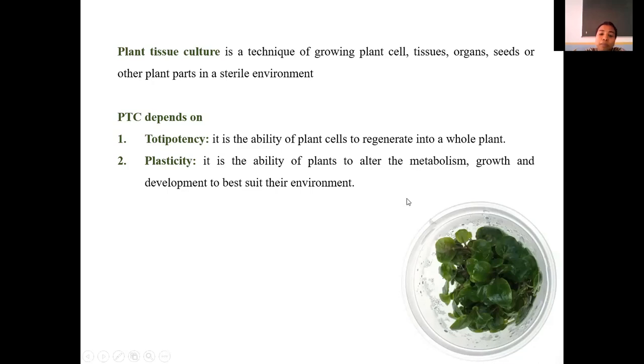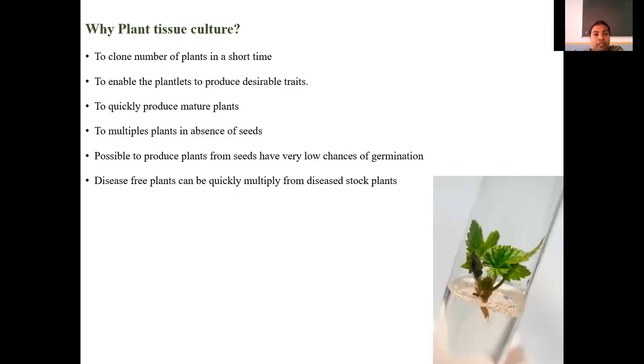So at that time the plant tissues have the ability of plasticity, and can alter the metabolic pathway, growth and development, and differentiation of those tissues to best suit the environment which is given in the plant tissue culture. So plant tissue culture mainly depends on the meristematic cell nature of totipotency and plasticity. They can alter the metabolism, growth and development according to what you have given in the plant tissue culture laboratory. So moving on to why we are using plant tissue culture.